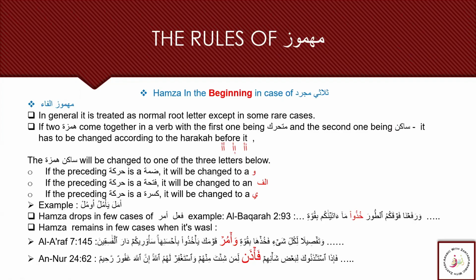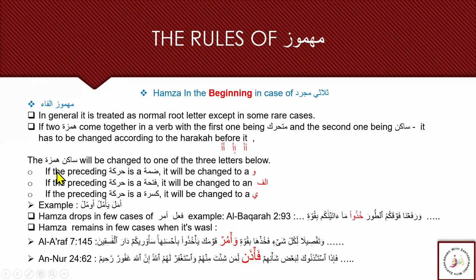If two Hamzas come together in a verb, with the first one being mutaharrik, meaning it will carry a haraka, and the second one being sakin, that means it doesn't have any haraka, it has to be changed according to the haraka before it. So here you can see the example. All the second Hamzas have the sukoon, but the first one has a fatha, the second one has a kasra, and the third one has a dhamma.